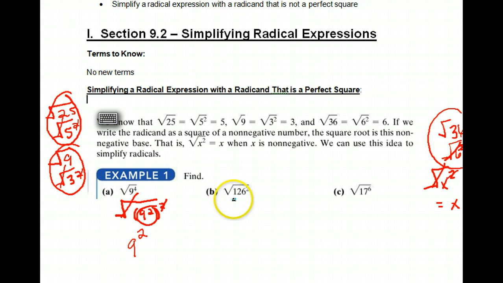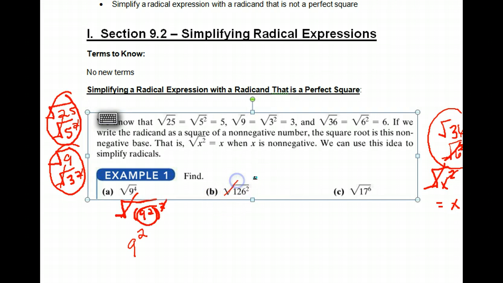In letter B, this is already in the form of something squared. So you could simply allow your square root and your square to cancel each other, and your answer would be 126.